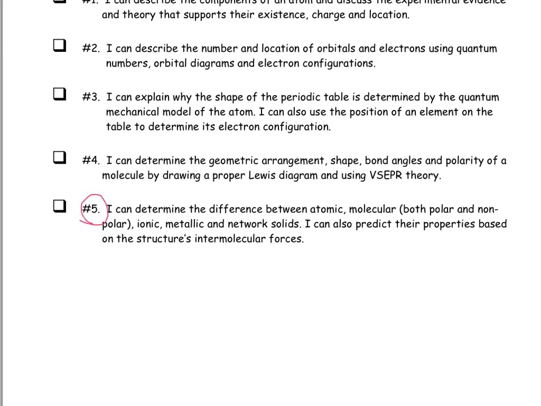So by the end of the lesson, you should be able to describe the difference between atomic, molecular, both polar and nonpolar compounds, ionic, metallic, and network solids. And you should also be able to predict the properties based on the structure of the compound and the intermolecular forces it possesses.